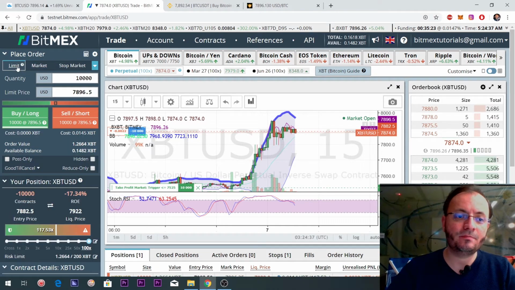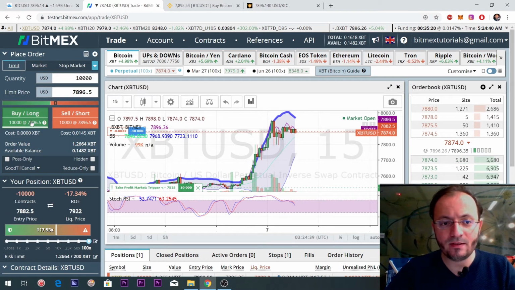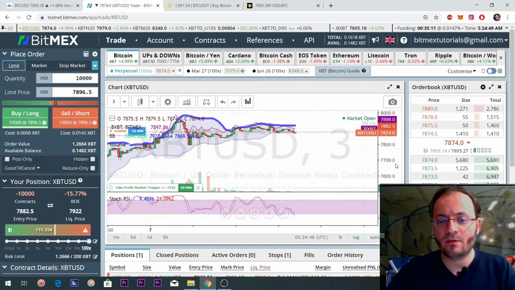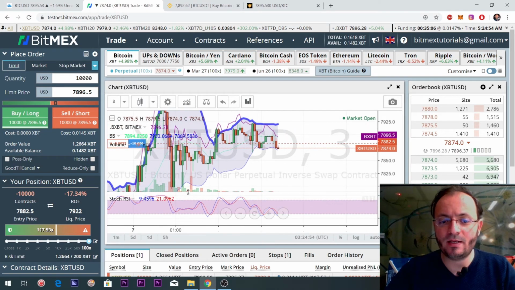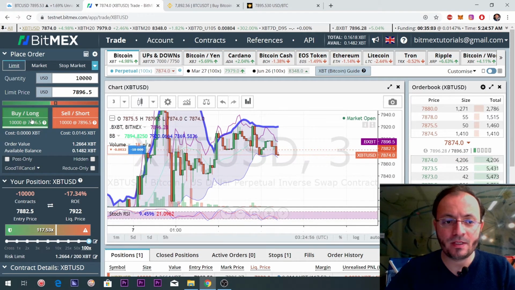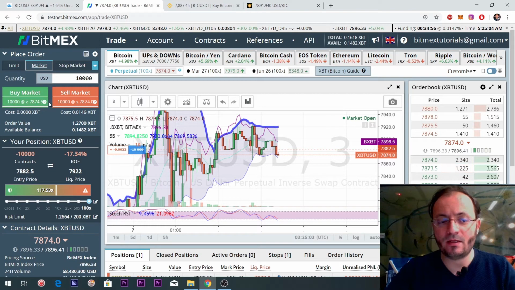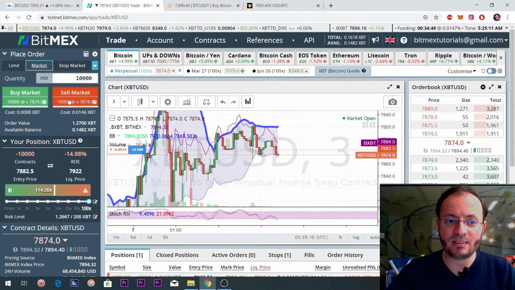You have buy, the limit buy or sell if you want to make the price. So if you want to put a sell order or a buy order and not pay any commission fees, then you are going to put a limit buy or sell. If you are using market, then you are going to pay some commission fees to the Bitmex exchange.